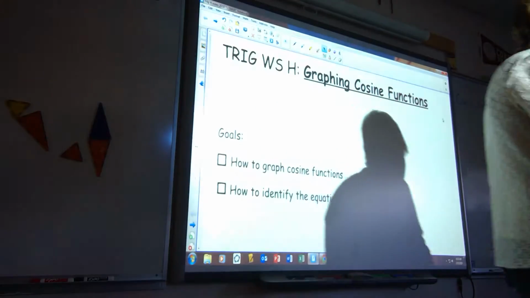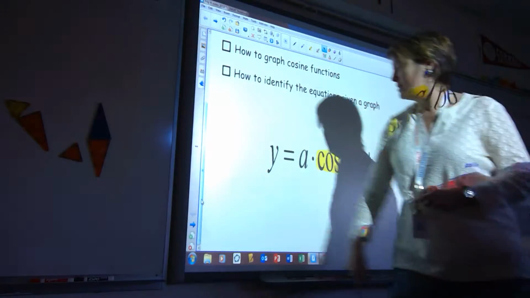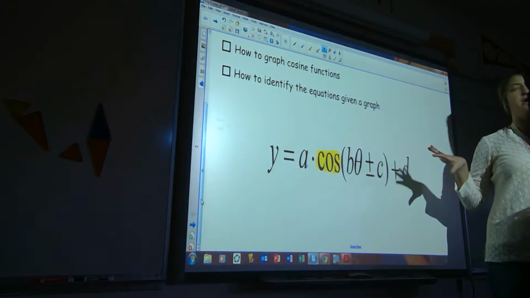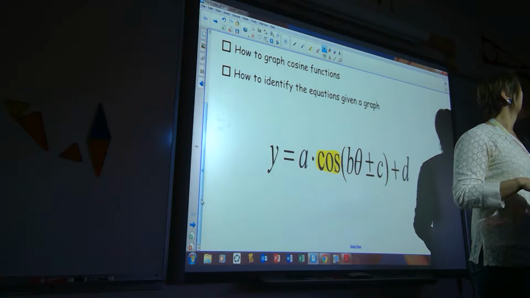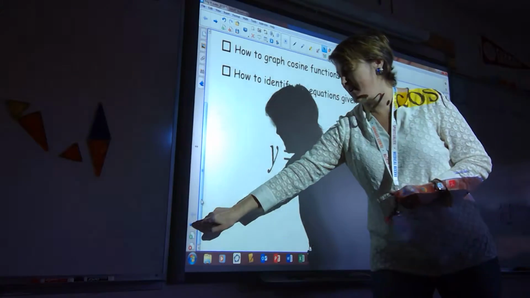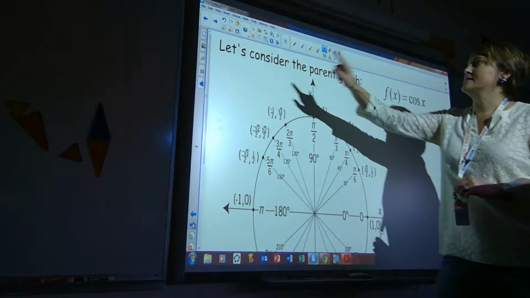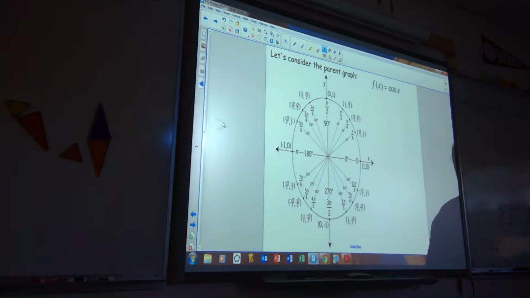Okay, so let's learn about cosine today. The good news is that everything that we talked about yesterday, the A, the B, the C, the D, they're all exactly the same. So how they affect the curve is exactly the same. Now, what is different? So let's look at this unit circle.